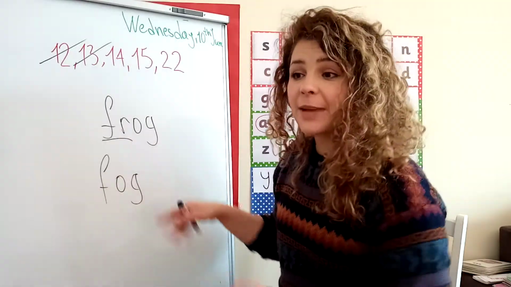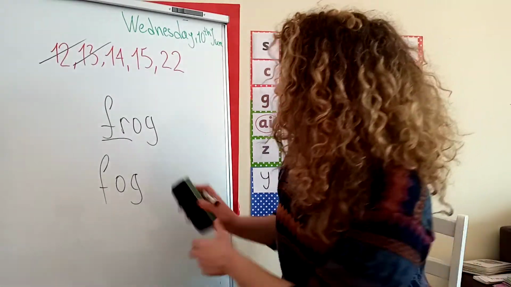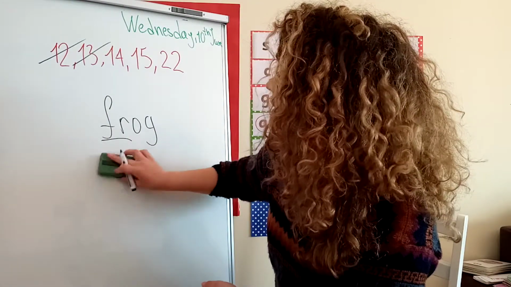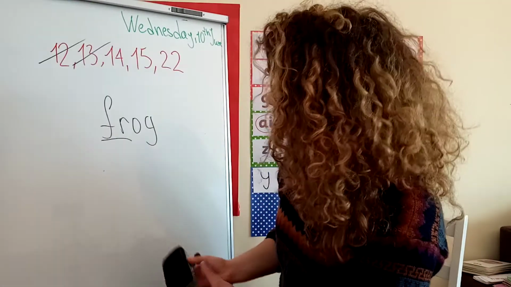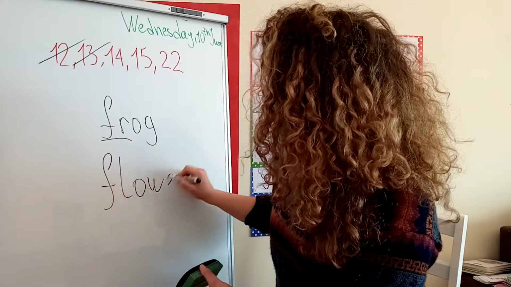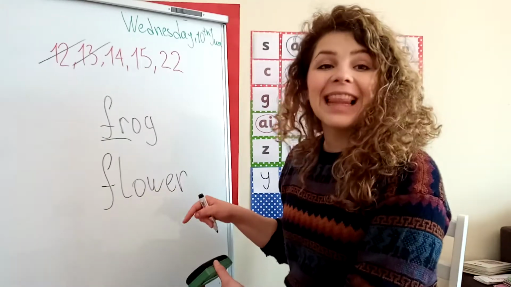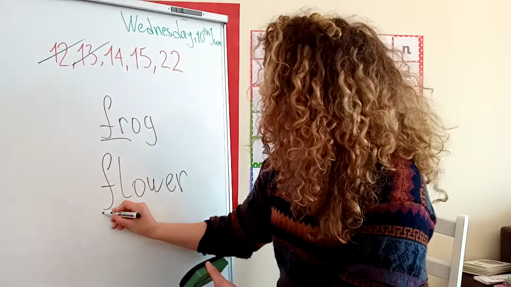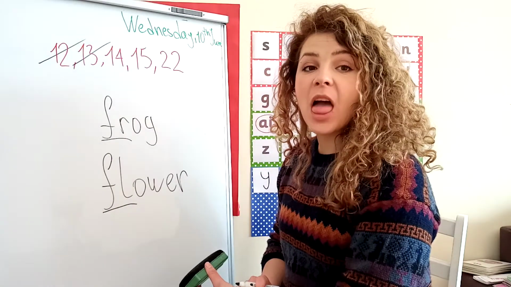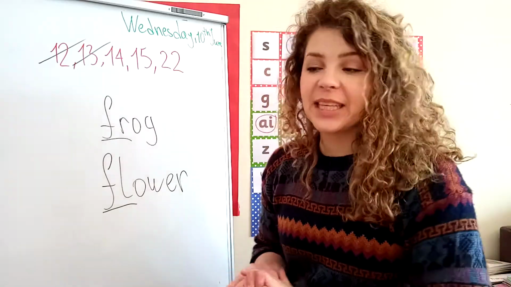Frog, okay? The same happens, for example, let's keep with the sound f. If you would put f and l, flower. So we have a consonant blend, flower. So what happens next here?